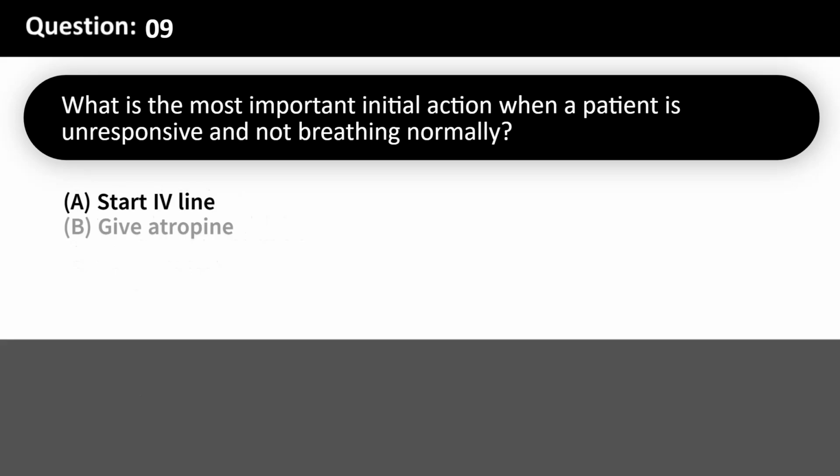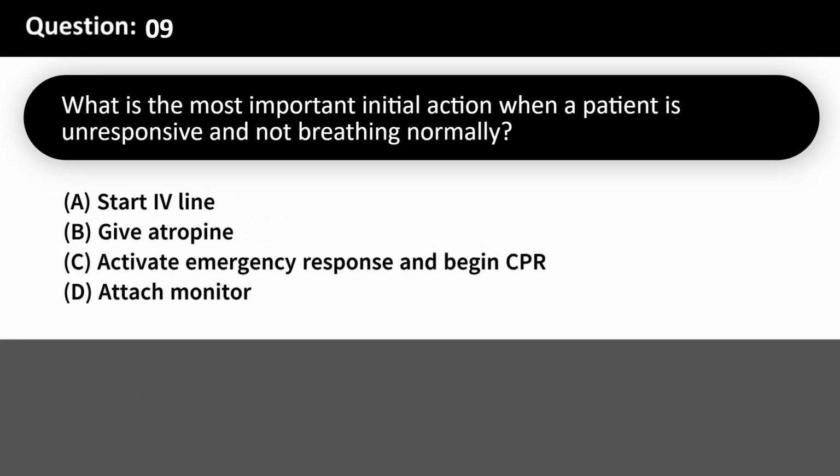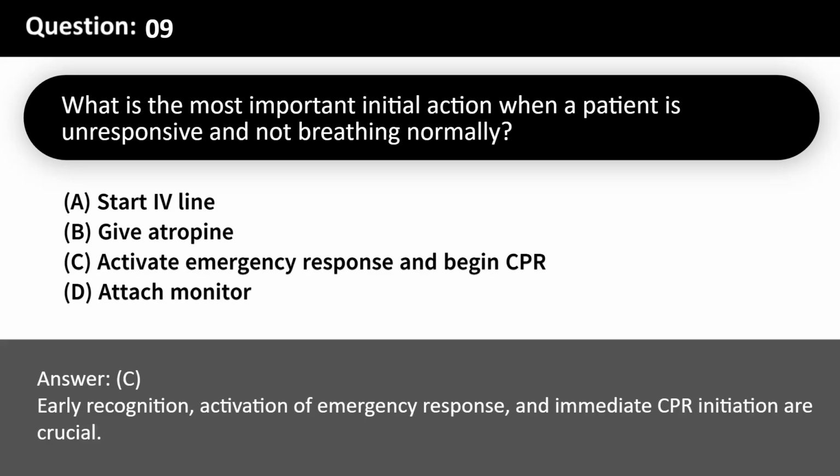What is the most important initial action when a patient is unresponsive and not breathing normally? A. Start an IV line. B. Give atropine. C. Activate emergency response and begin CPR. D. Attach monitor. Answer, C. Early recognition, activation of emergency response, and immediate CPR initiation are crucial.